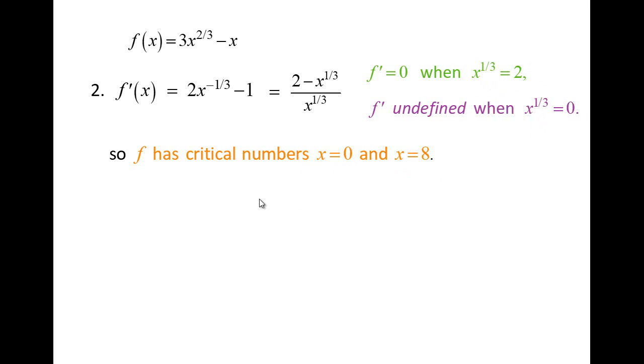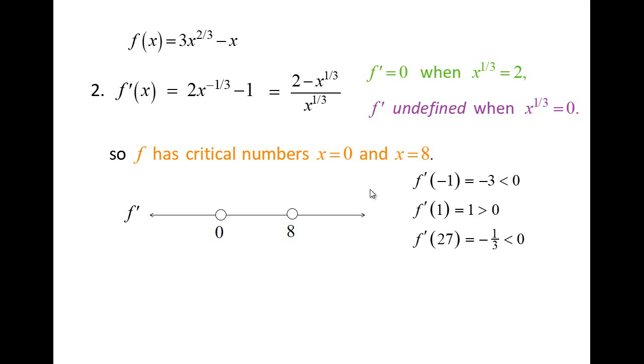So these are the critical numbers. These are the partition numbers for f prime. Now we figure out where f prime is positive and negative. So notice that for f prime of negative 1, we replace x by negative 1 here and here. And if we do that, we'll see that we get something negative. So f prime is negative on the left of 0.